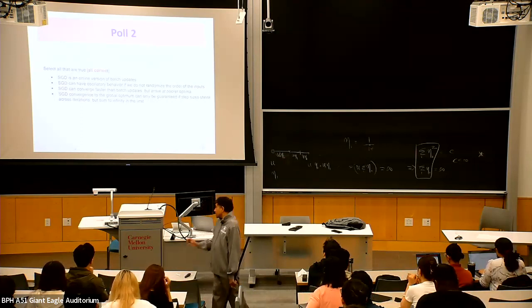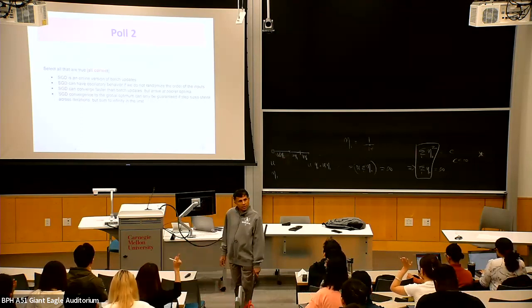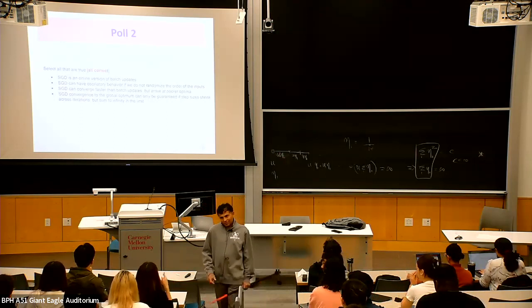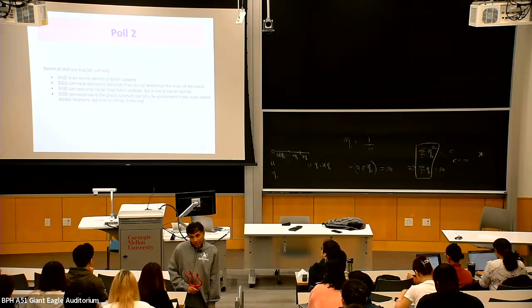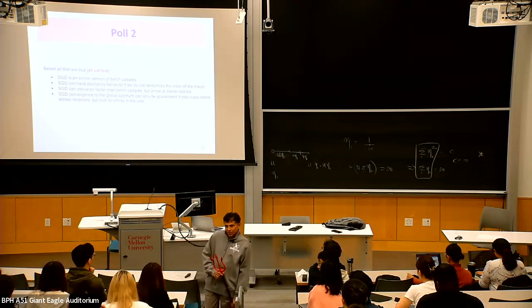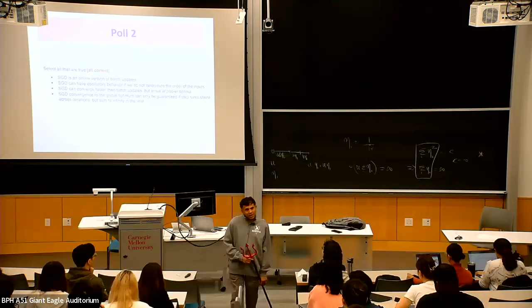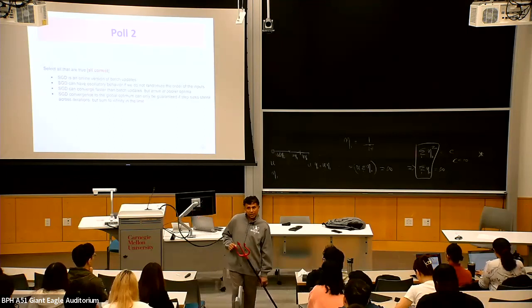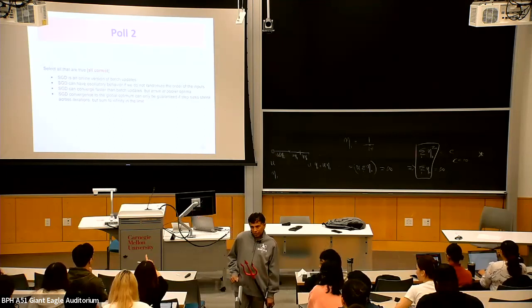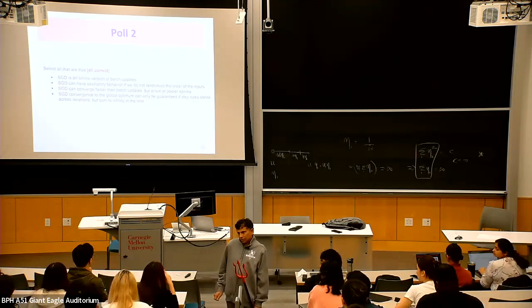So, questions? Yes, sir. Can we guarantee that SGD will converge to global optimum? You can never guarantee that gradient descent or associated techniques converge to the global optimum, unless you follow some conditions. Okay, but why is the fourth one just correct?